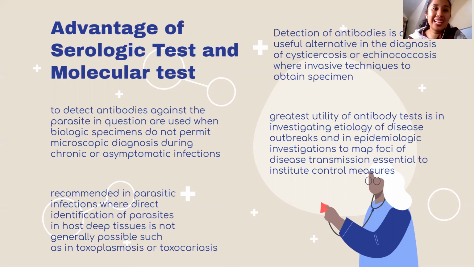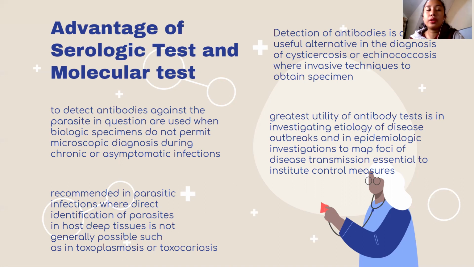Next, guys. Recommended in parasitic infections where direct identification of parasites in the host is in deep tissues. Yan. So, class, some parasites, example, toxoplasmosis, toxocariasis, they are deep within the tissues, and to get the biological specimen is so invasive. Example, CSF, class, ang mahal magkolekta ng CSF. Ang mahal mag-aspirate, class. And class, serologic test is very affordable. So, CSF, papakuha ka ng CSF, baka mga 10K, bone marrow aspirate, baka 10K rin ang pag-collect ng doktor.